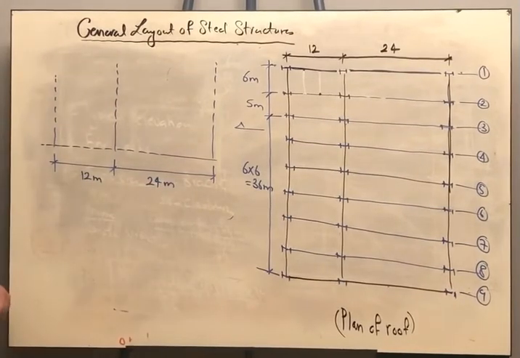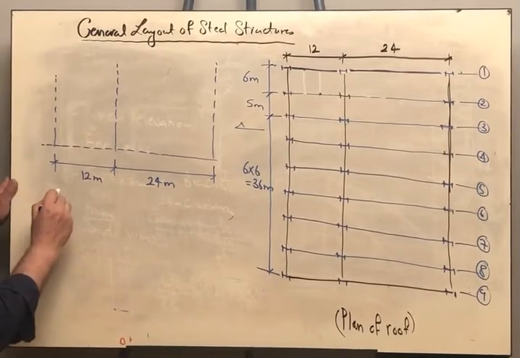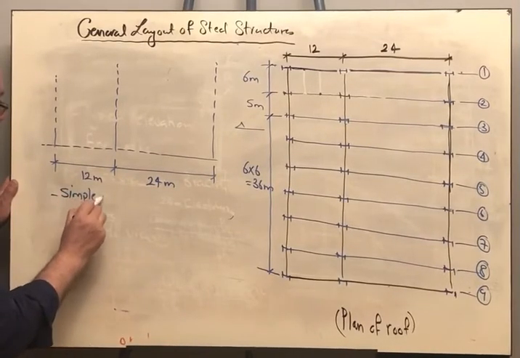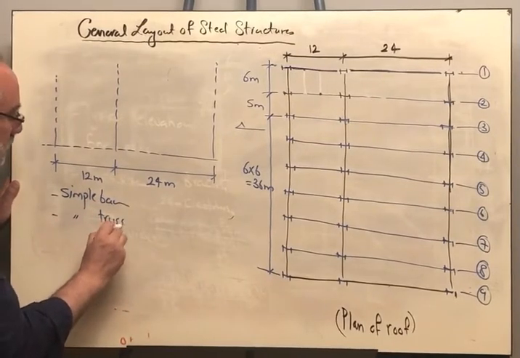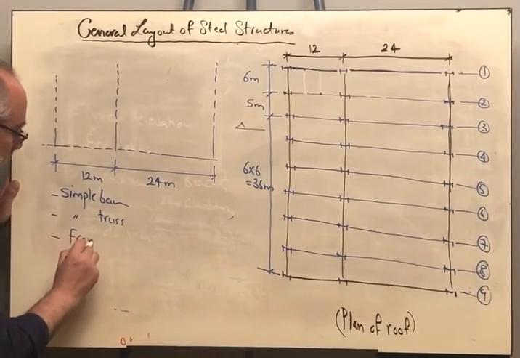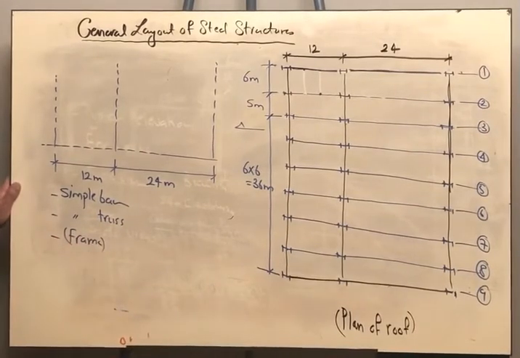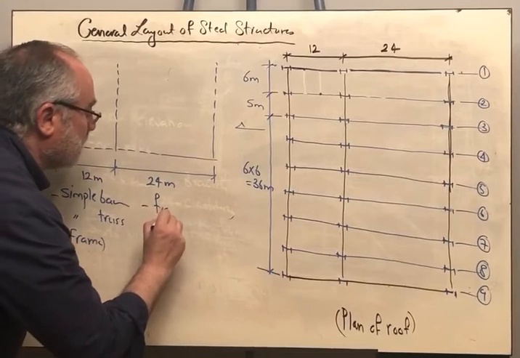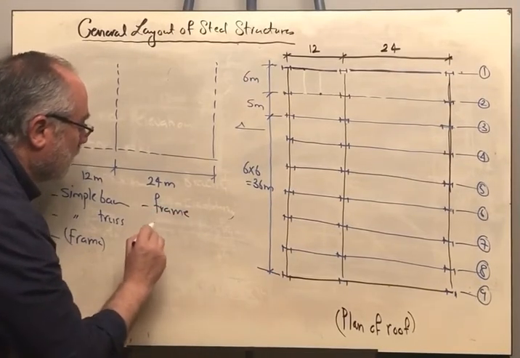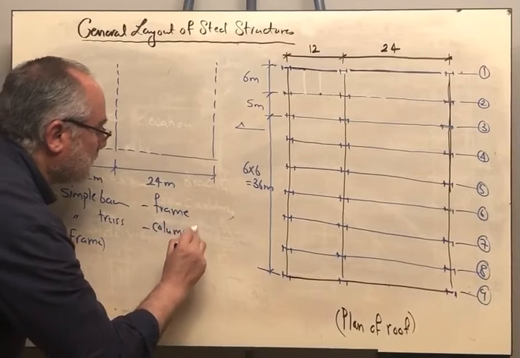If you open the notes and ask yourself, if I'm having a span of 12 meters, what are the possible systems that I can use? We can use a simple beam, or we can use a simple truss, or we can use a frame. And when we have the span 24 meters, what are the possible systems that we can have? We can have a frame, or we can have a column truss frame.